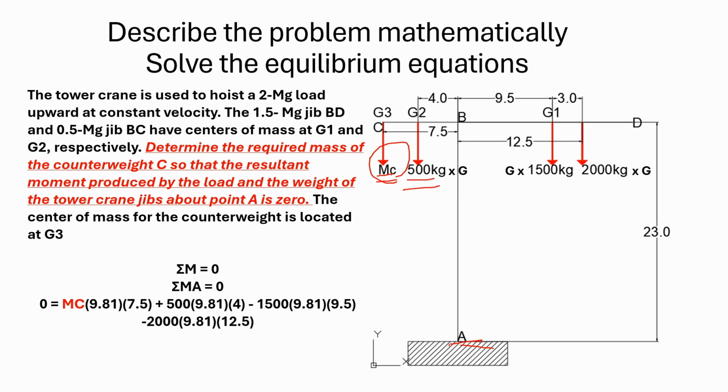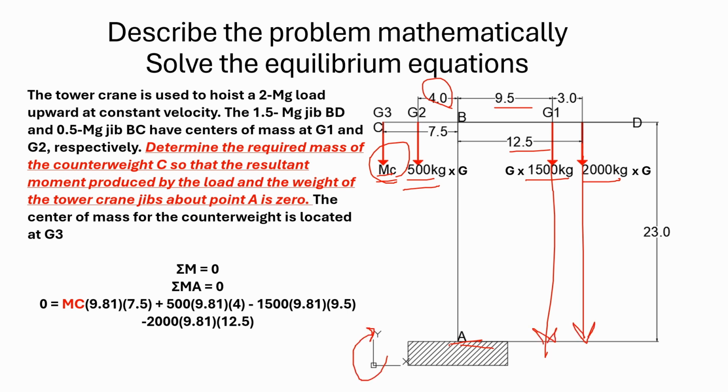Our 500 kilogram weight, G2, is located 4 meters away and creates a counterclockwise moment, written as 500 times 9.81 times 4. Our 1500 kilogram and 2000 kilogram forces both cause a clockwise moment with the respective distances of 9.5 and 12.5 meters, both resulting in clockwise moments, therefore shown as negative.